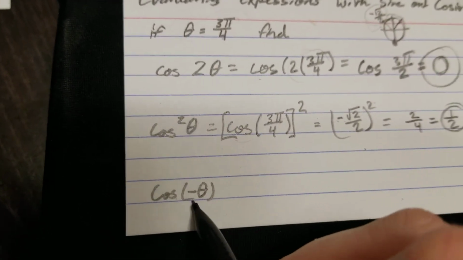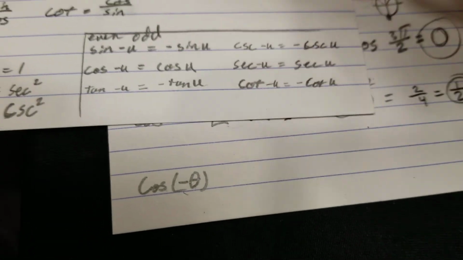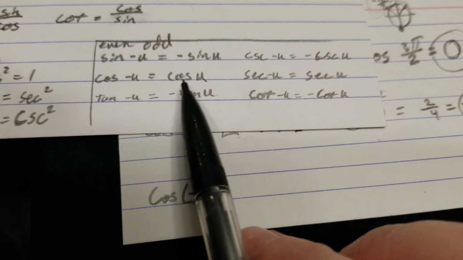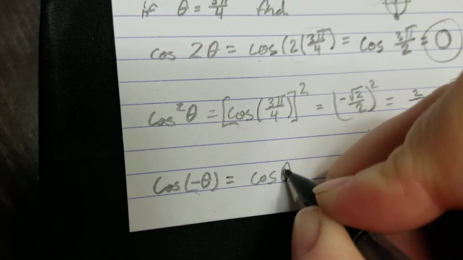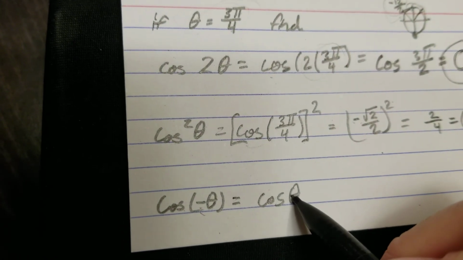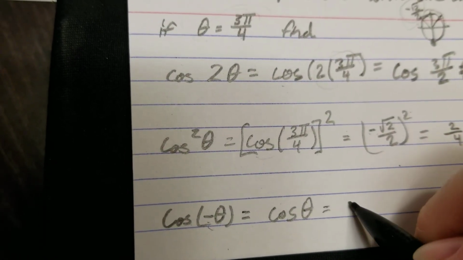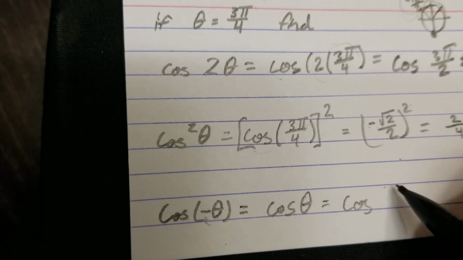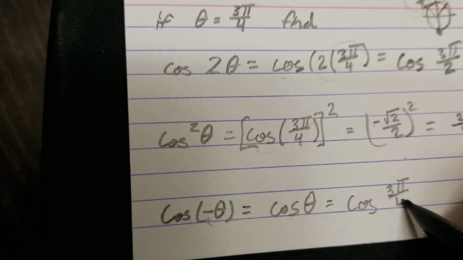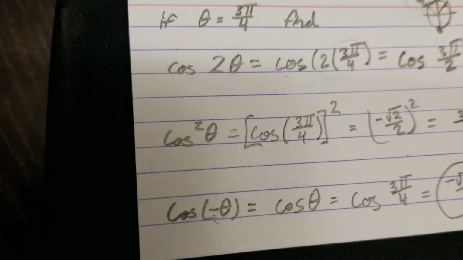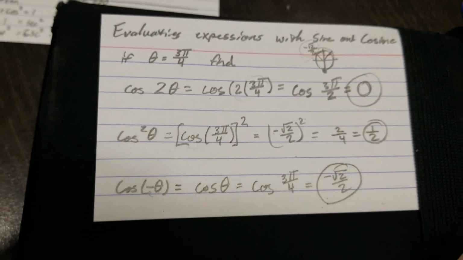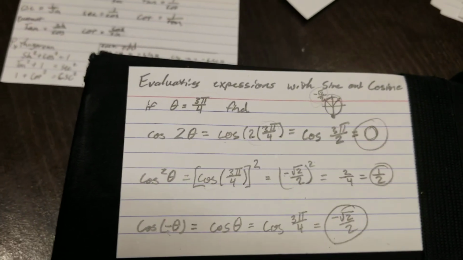And then finally, the negative. Again, you have to remember the even-odd properties. So for cosine, when negative is in, the outside comes out the same. So this is the same as cosine theta because of the even-odd properties. And so that's cosine of 3 pi over 4, which is negative root 2 over 2. And that's your answers. That's how you evaluate expressions with sine and cosine.